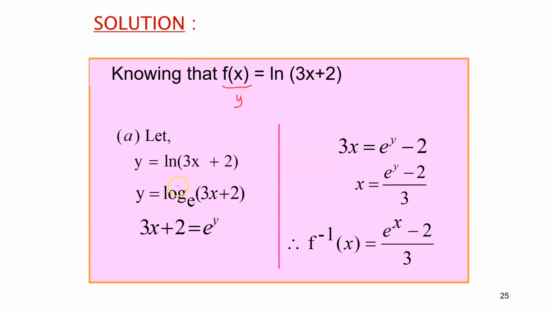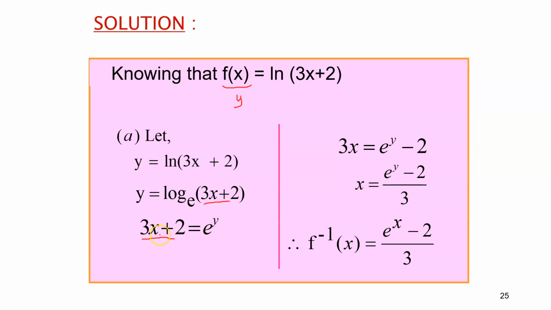I write it down using log base e so that I can change it into exponential later on. So now you have 3x + 2. Bila kita ada dalam bentuk log macam ni, bila you want to change it into exponential, yang ni akan kekal besar, 3x + 2. Yang kecil ni akan jadi besar. Dan yang besar sebelah sini akan jadi power dia.